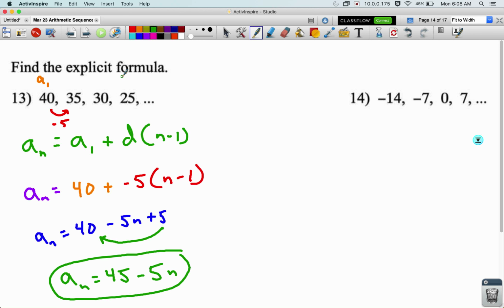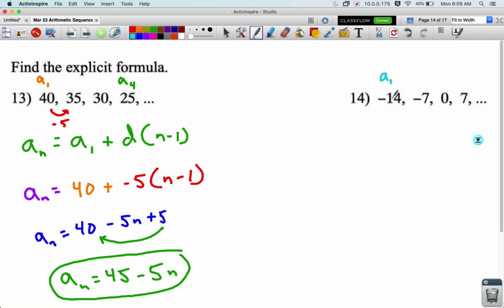Here our fourth term, a sub 4, should equal 25, so I'm going to plug in a 4 here. Negative 5 times 4 is negative 20. 45 minus 20 is 25. All right, let's try it with this one over here.